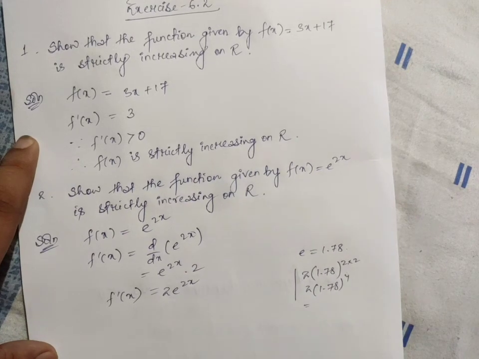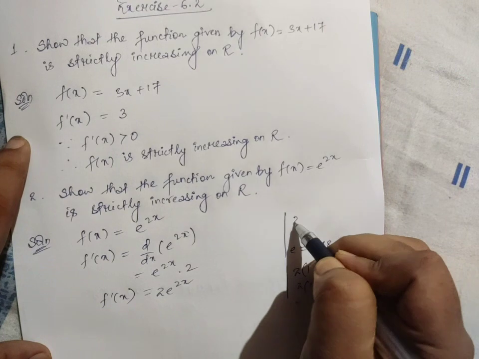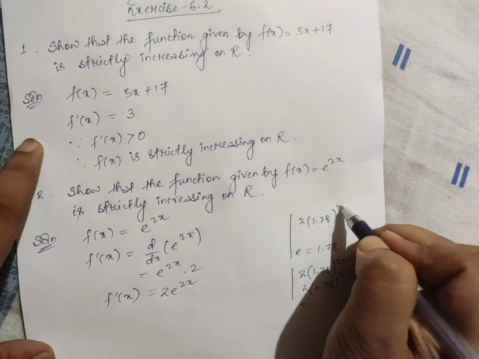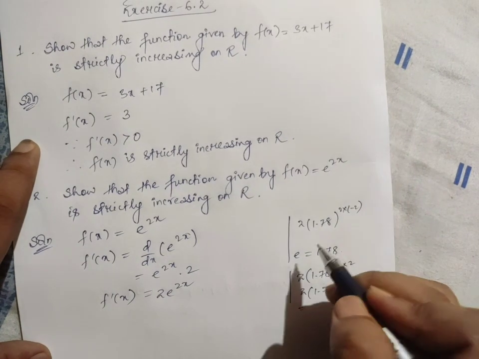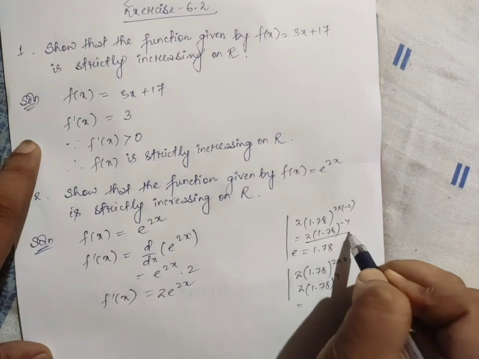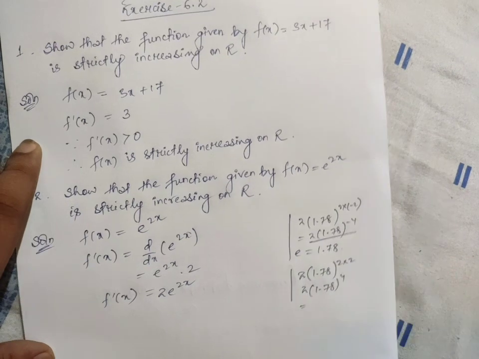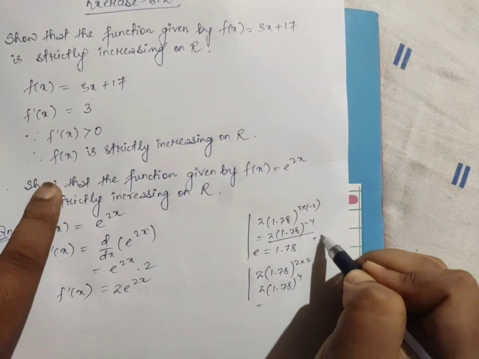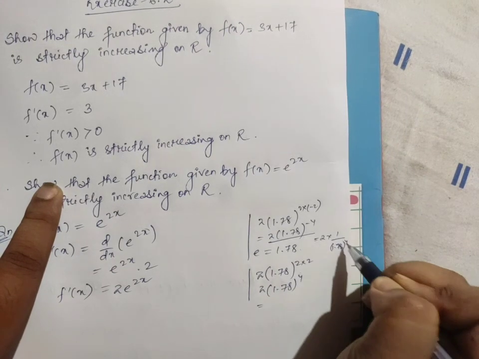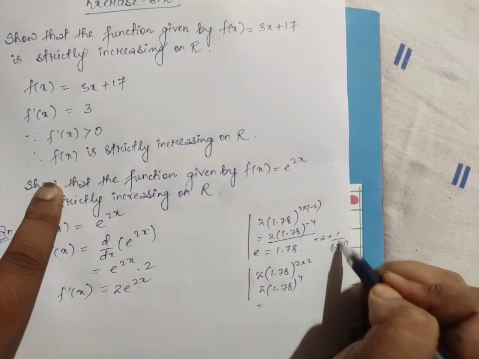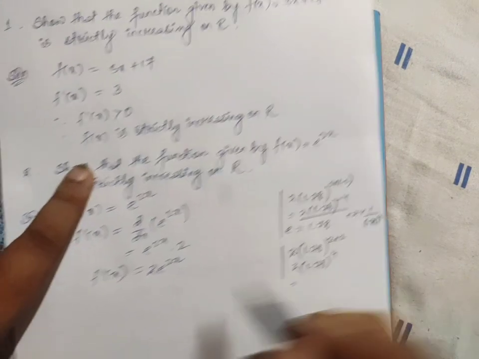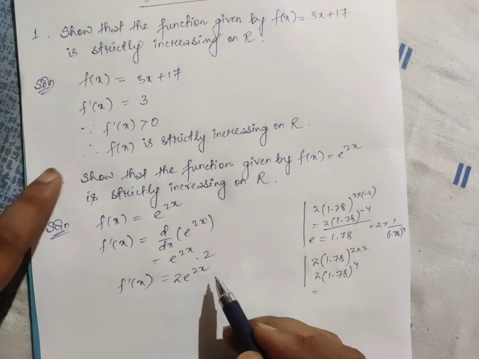Suppose if you take a negative number now, say for example you are taking 2 into 1.78 to the power 2 into say minus 2. So we will get 2 into 1.78 to the power minus 4, right? So this part we can write like this: 2 into 1 by 1.78 to the power 4. Minus 4 we can write like this in the denominator, so it will become positive. So we are getting a positive number, right? That means we can say that f dash x is greater than 0.